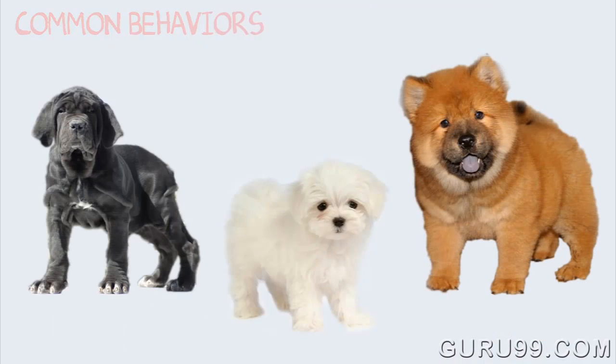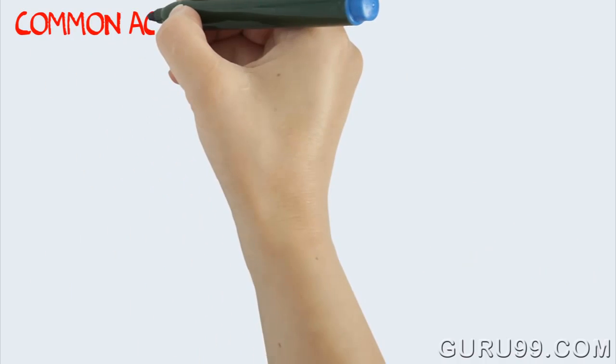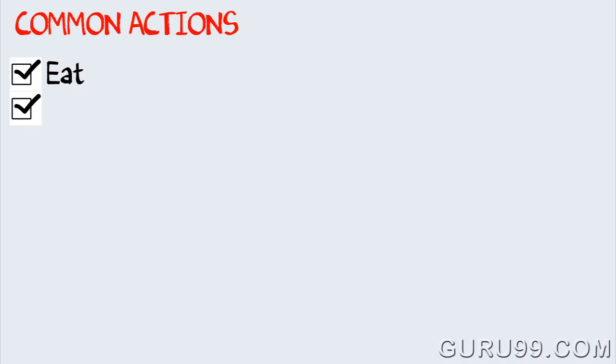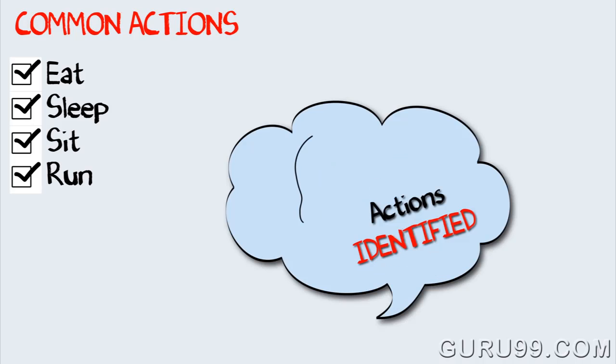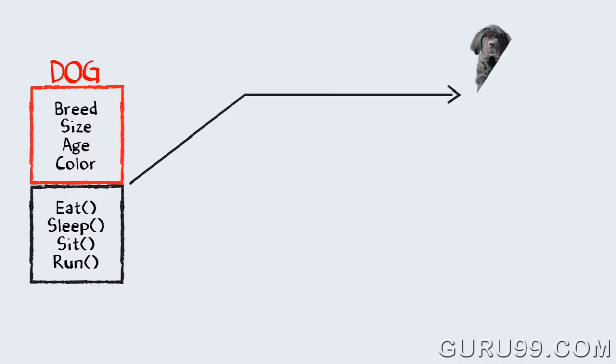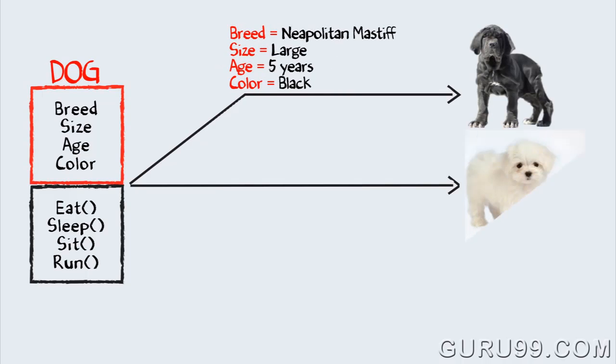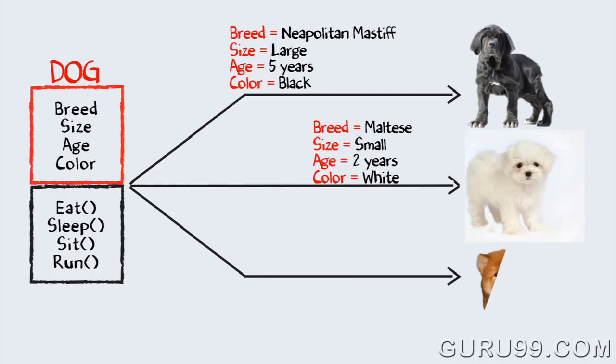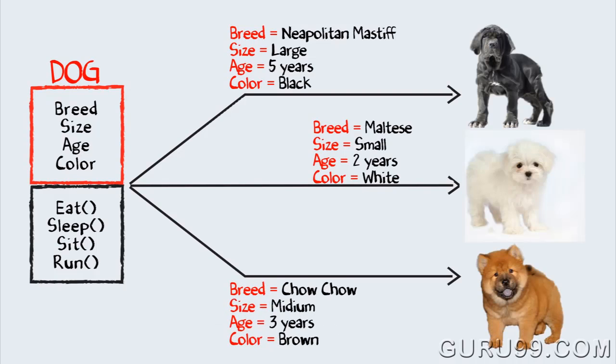Next, identify common behavior among the dogs. Here's a hint. Eat, sleep, sit, and run. So we have identified actions for our software objects for dogs. Next, I will define the class dogs with the data members, such as size, age, etc., and with methods such as eat, sit, sleep, etc. And for different values of data members in my class, I will get different dog objects. You can design any OOPS program using this approach.